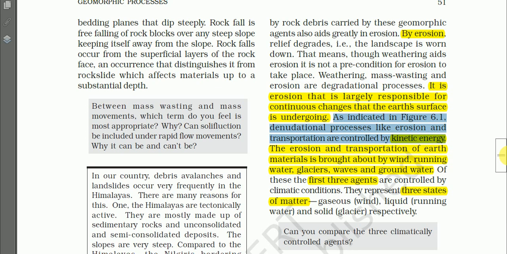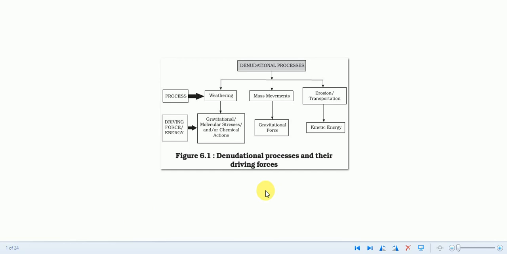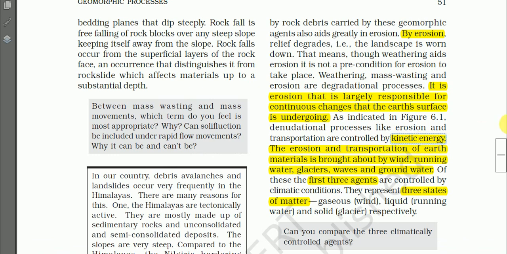Denudational processes like erosion and transportation are controlled by kinetic energy. Figure 6.1 was already discussed earlier, and let me reproduce it again. See here, this is figure 6.1, and when we see this diagram, we have learned that the process of erosion and transportation is dependent on kinetic energy. That means the main driving force of erosion and transportation is kinetic energy, as mentioned in your textbook. Then what do you mean by this kinetic energy?